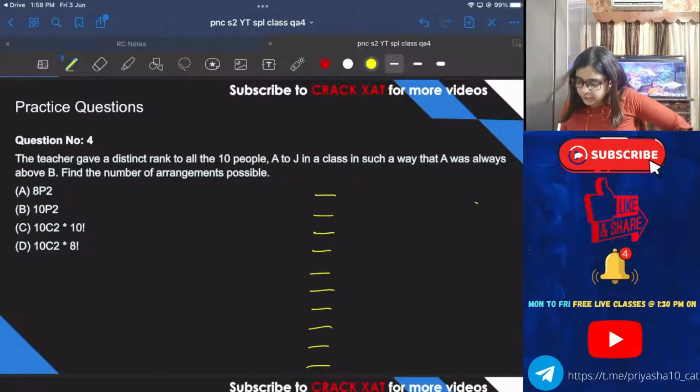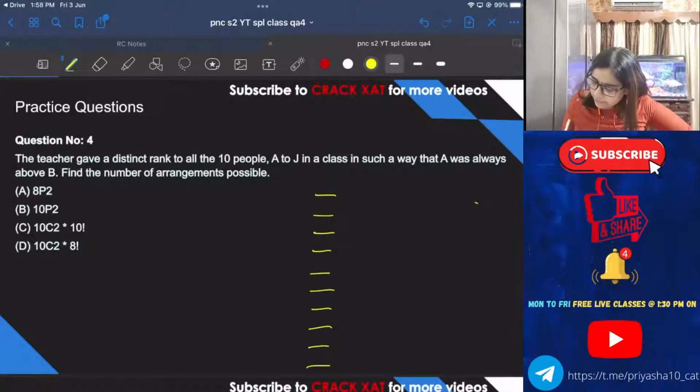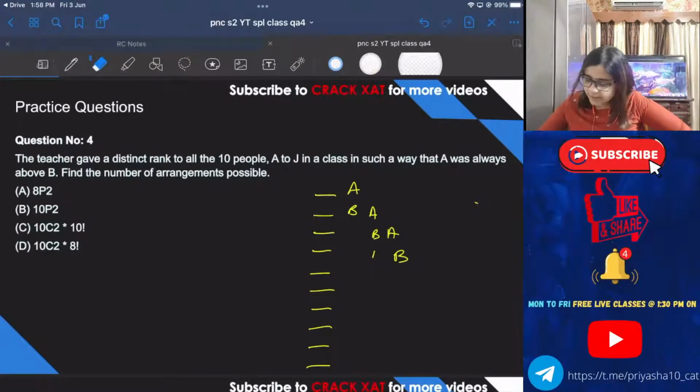All right, so 1 2 3 4 5 6 7 8 9 10. Now I know that A and B have their positions fixed, just like in the Nestle question the starting position and ending position were fixed, correct? So I know that. Fine. Now focus on this. I can have A over here, B over here, A over here, B over here, A over here, B over here. कहीं पर भी रह सकते हैं ये दोनों.